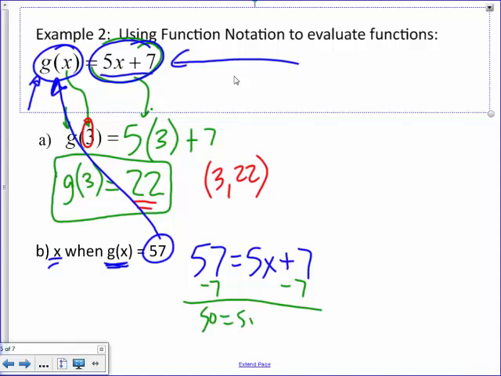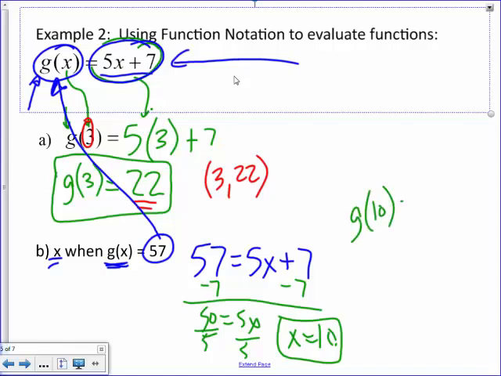So I'd get 50 equals 5x and divide by 5. So x would be 10. So there we go. So basically for g when x is 10, that equals 57. Just like that. Okay, so I could just leave it as x equals 10, but we wanted to look at it this way to compare it to how it was written before.